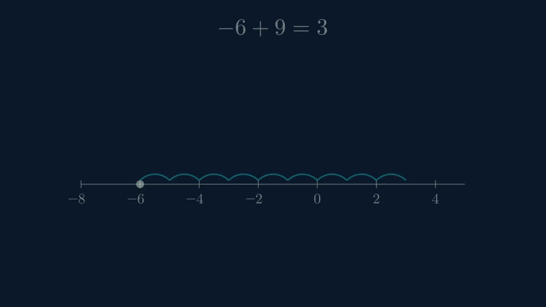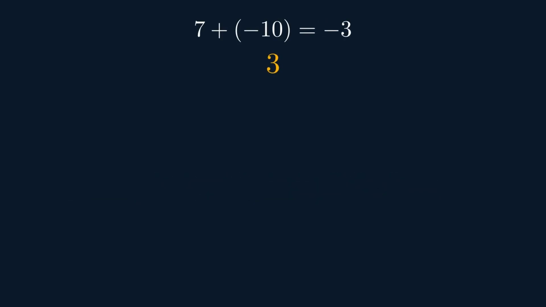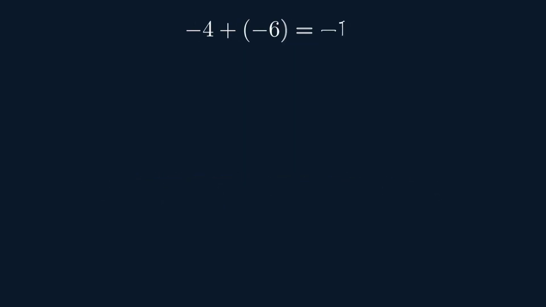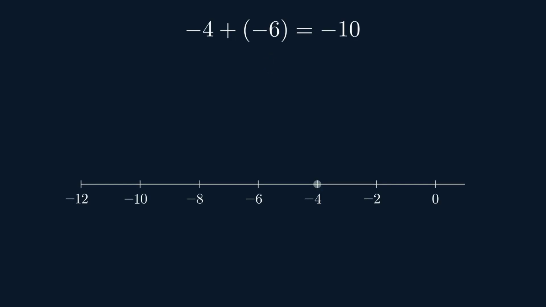7 plus -10. Analyze the signs. Start at 7, jump left 10, landing at -3. -4 plus -6. Watch the signs. Start at -4, move left 6, giving us -10.